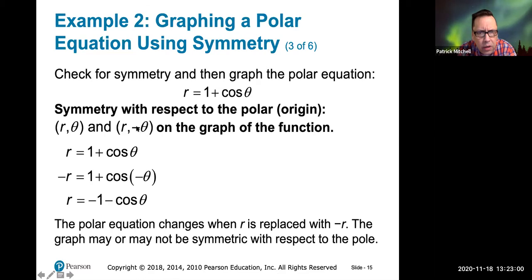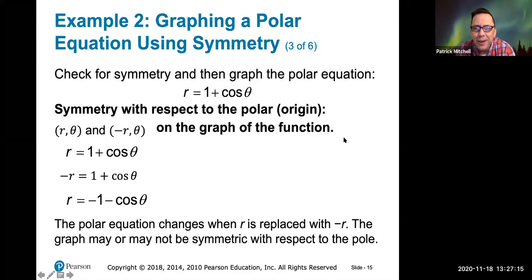What did they do here? Okay, hold on just one second. Okay, we got those typos fixed. That was a really bad copy and paste malfunction. So, of course, the test for symmetry with respect to the pole, that's supposed to say pole. There we go.